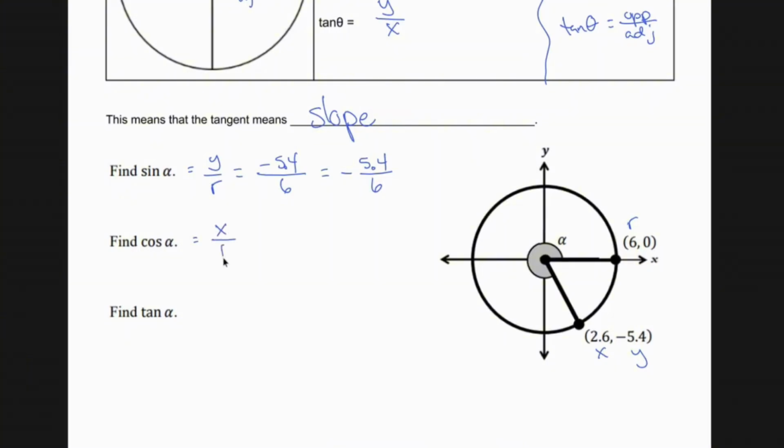Cosine is x over r. I just wrote it up there. X is 2.6, r is 6, so we'll leave it like that. 1.3 over 3 if you want to do it. Tan alpha is our slope, y over x. Look, we're going down and to the right, so we're going to have a negative slope. Y over x is going to be negative 5.4 over 2.6. So I'll rip out that negative and write it out as negative 5.4 over 2.6. Okay? Very important stuff.